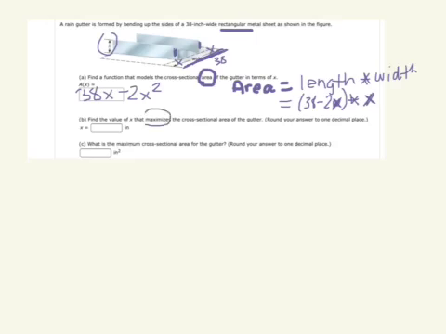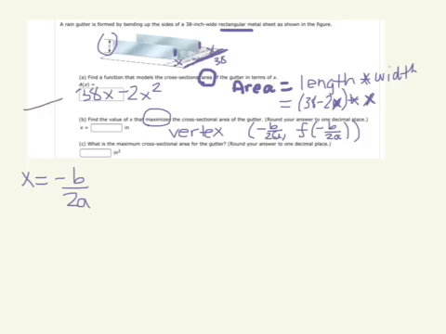Part B says find the value of x that maximizes the cross-sectional area. So whenever you have a quadratic and you see maximize, you need to automatically think of vertex. So the formula to find the x-coordinate of your vertex is negative b over 2a. Then to find the y-coordinate, you plug in negative b over 2a into your function. So part B just asks us for the x value. So x is equal to negative b over 2a.